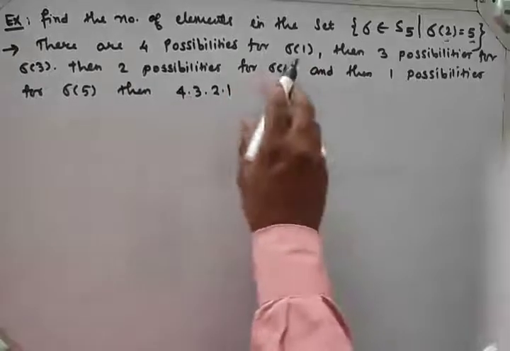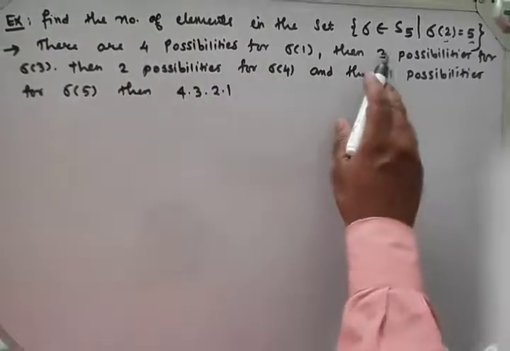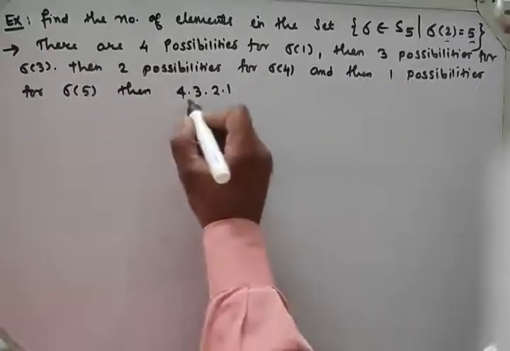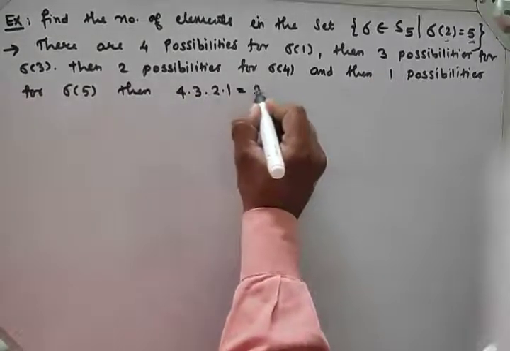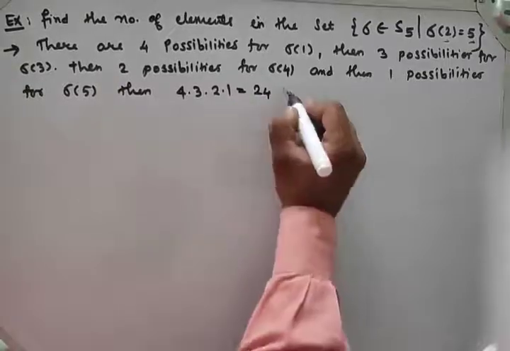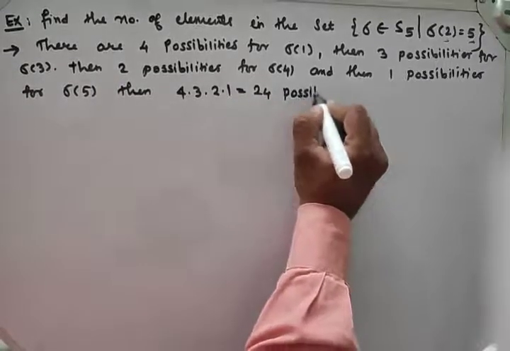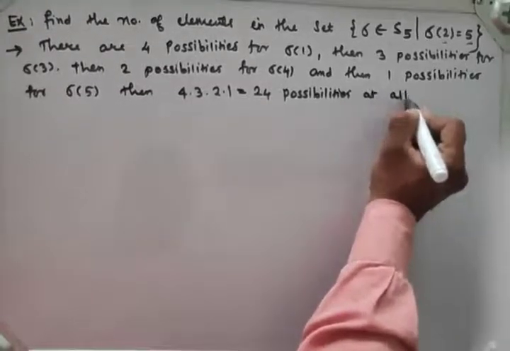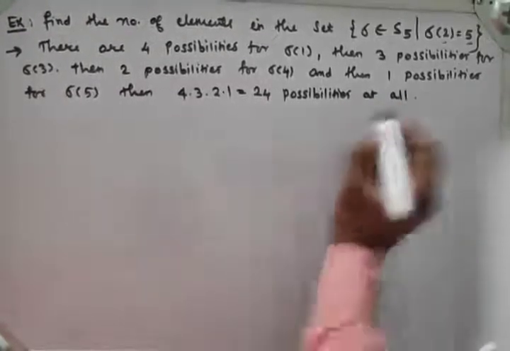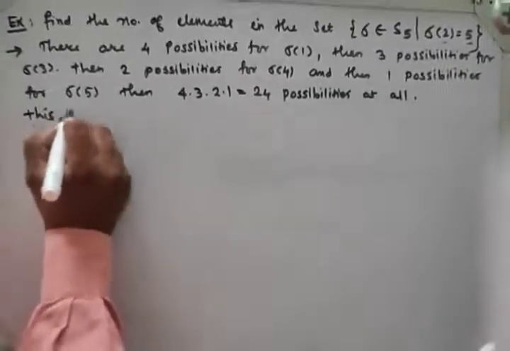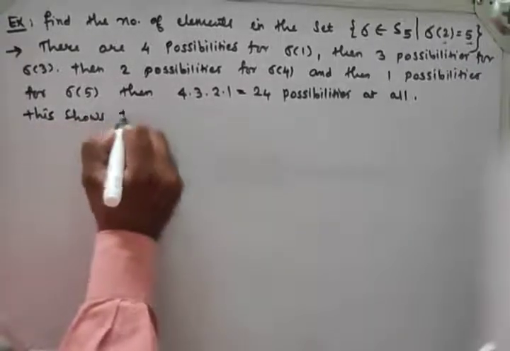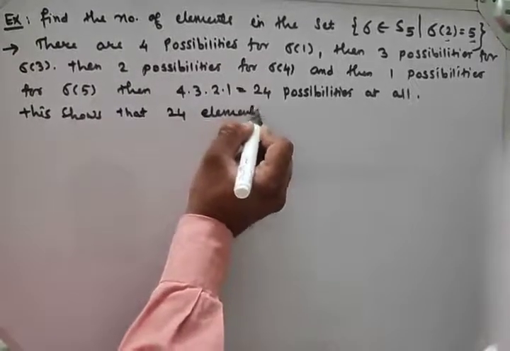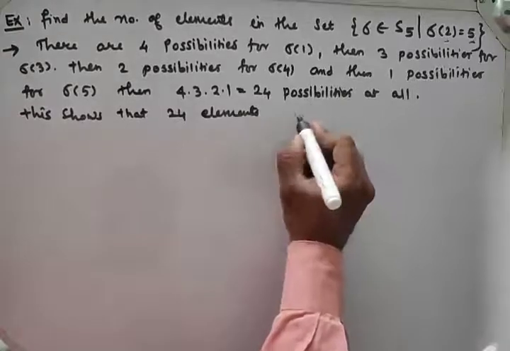So 1 has 4 possibilities, then 3 possibilities for sigma of 3 and 2 possibilities for sigma of 4. So 4 into 3 into 2 into 1 is equal to 24 possibilities in all. This shows that 24 elements will be in the set.